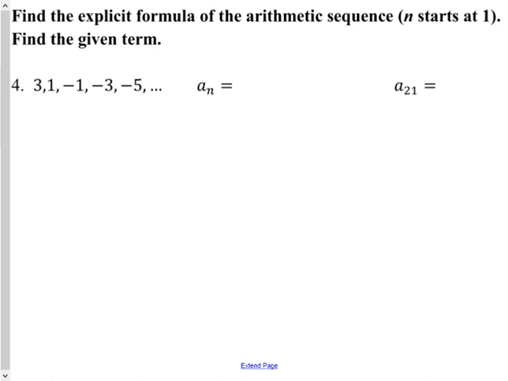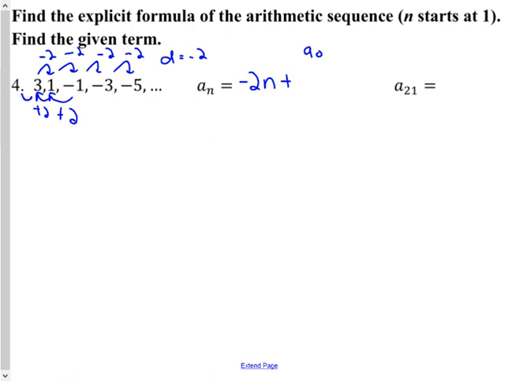So, starting off, find the explicit formula of the arithmetic sequence, and then find a given term. So we've got 3, 1, -1, -3, -5. Looking at this, I see a -2 pattern, right? We're getting smaller and smaller. So D is -2. Now we've got A sub n is -2n plus, and we're looking for what is the 0 term. So for the 0 term, I'm going to go the other direction, which is +2. Going from 1 to 3, +2. 3 plus 2 gives me 5, and 5 is that 0 term.